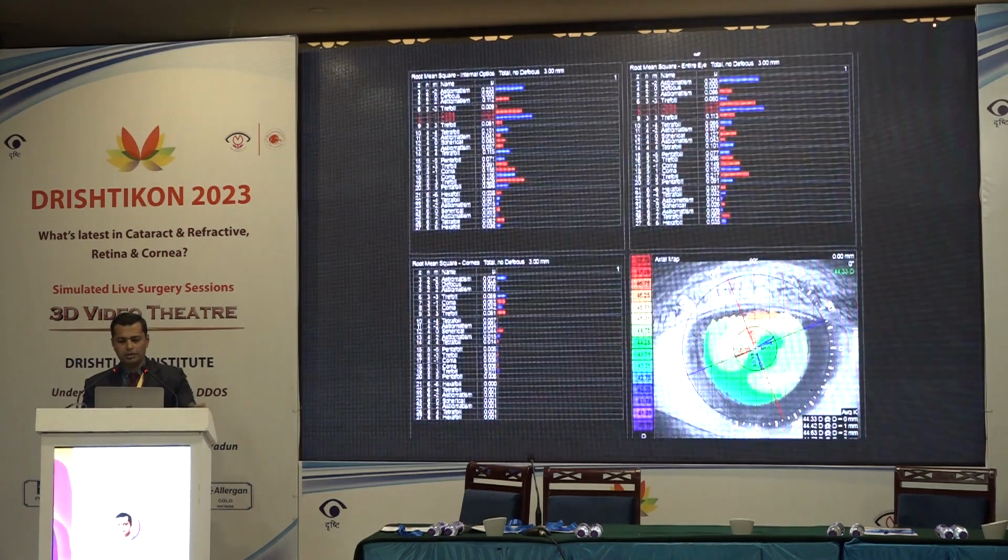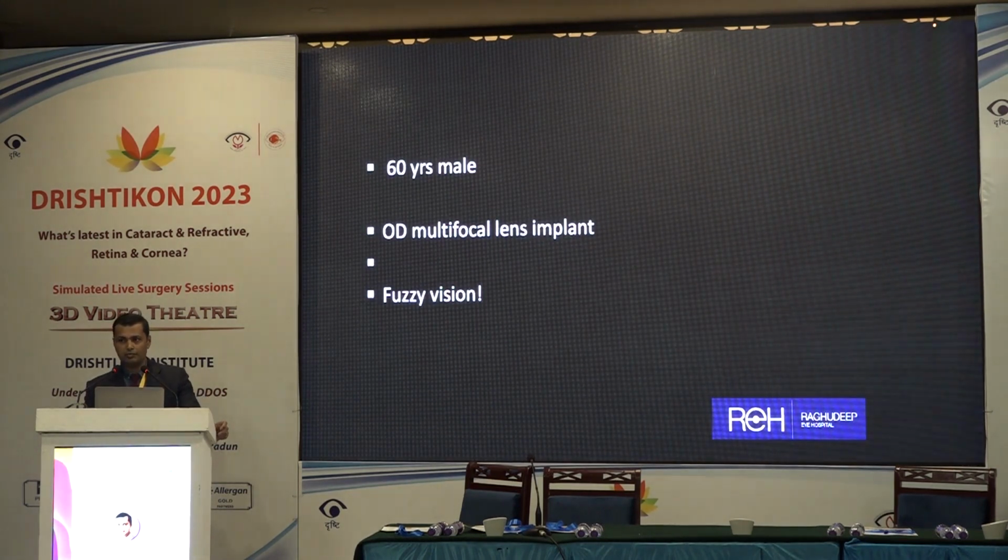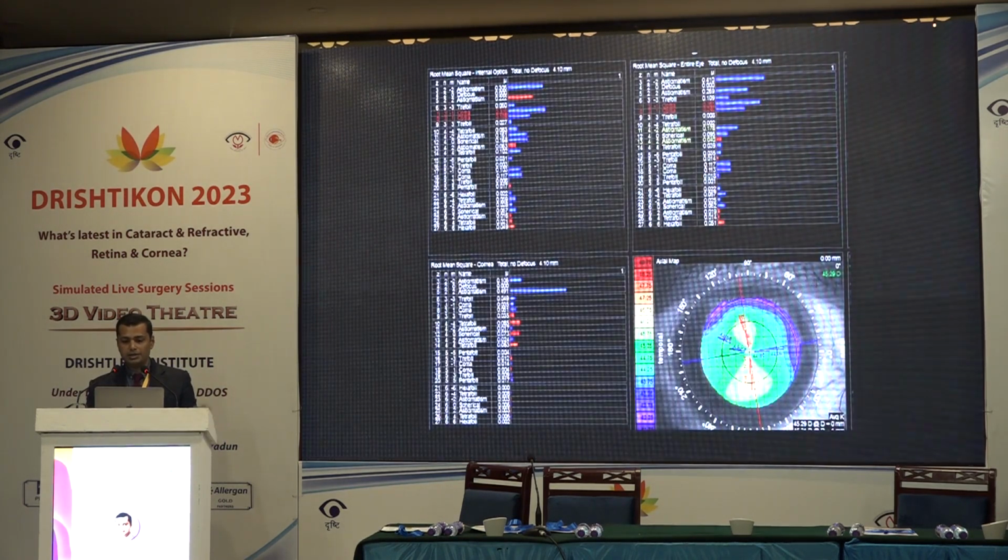So I'm just going to wind up with just one last case. I'm just going to move out of this case to show you how sometimes unhappy patients should be checked with these machines most often to understand what is going wrong. So this is a patient, has a multifocal lens, extremely bitter about the surgery, that is the lens that's causing the problem, and has come to us for a second opinion. This is the patient's profile.